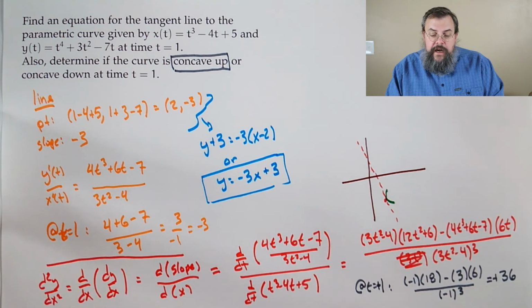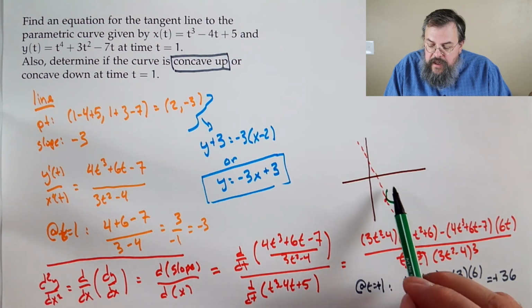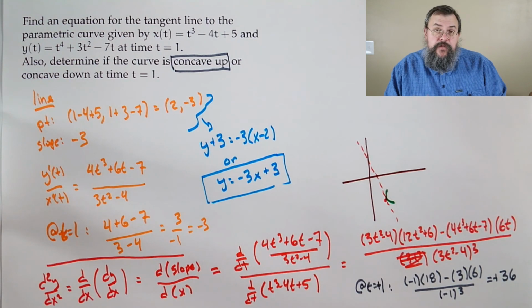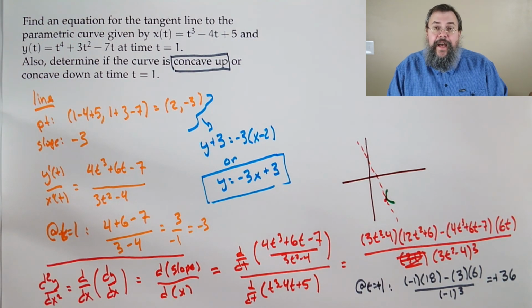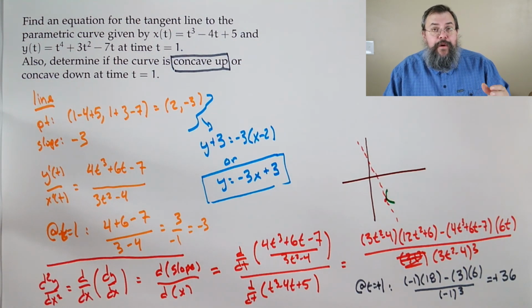So if you were to plot this parametric curve and look at the point (2, -3), it would nearby look something vaguely like that. That's why we might be interested in the concavity, the second derivative. And okay, that's that problem, and we're done.